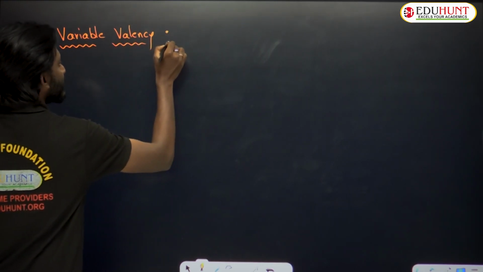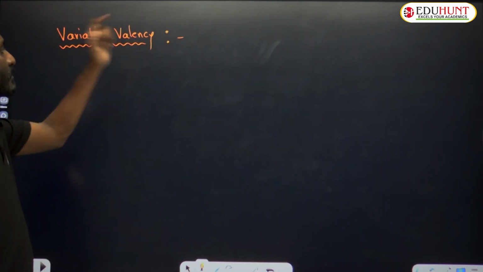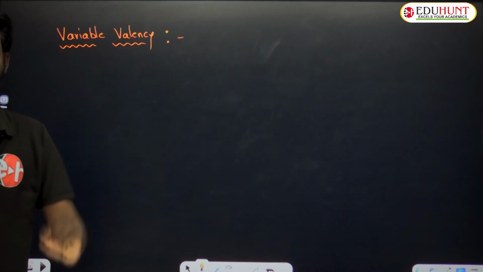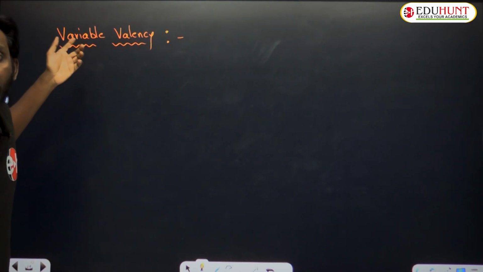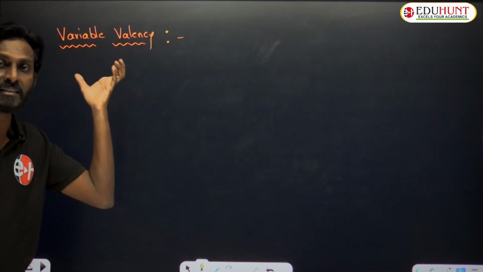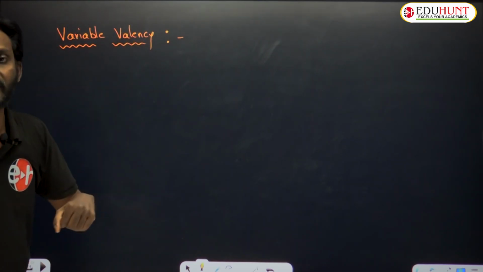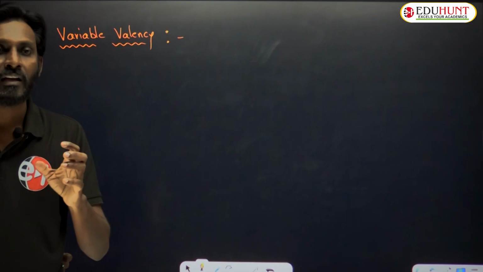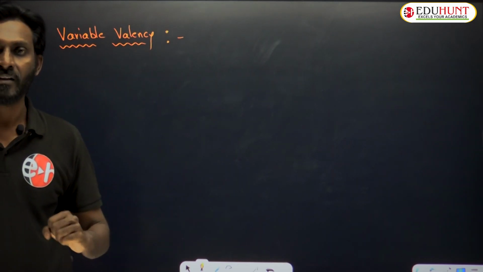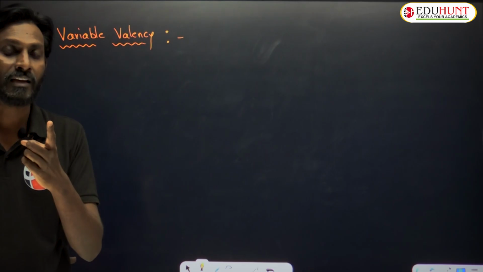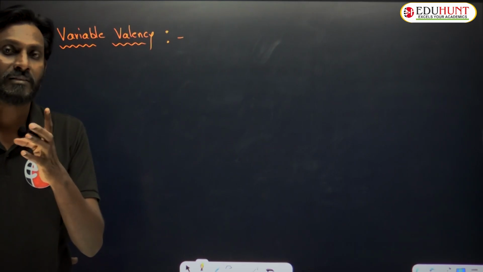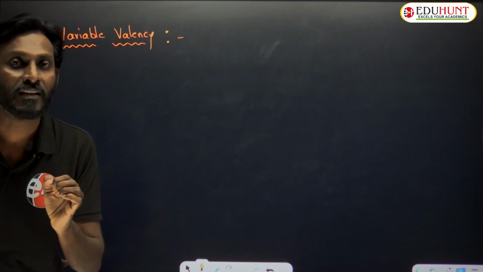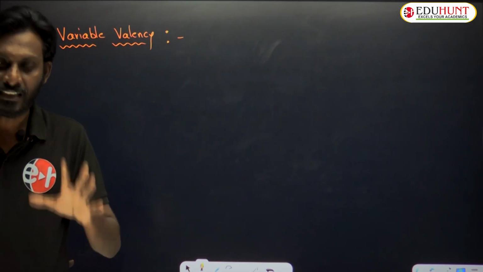You already know what is valency, because we completed that part. Now, variable valency means valency is varying, valency is changing. Previously, I told you that an element has a valency. I think you are not supposed to forget: valency is the combining capacity.